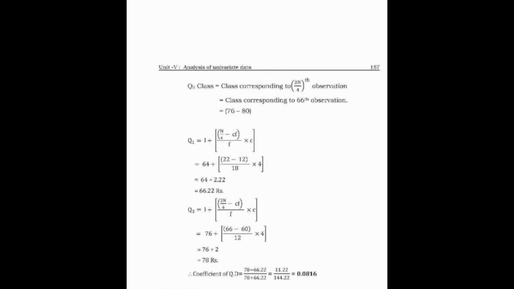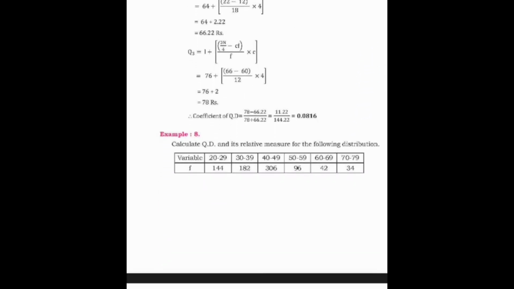The 66th observation comes between 60 and 72 in the LCF, and the value there is 76 to 80. Then for 76 to 80, L is 76, and substituting all the values, you get 78. In the same way, they asked in this question for the coefficient of quartile deviation, so you directly substitute it in the coefficient of quartile deviation formula. This is how to calculate with a class interval.